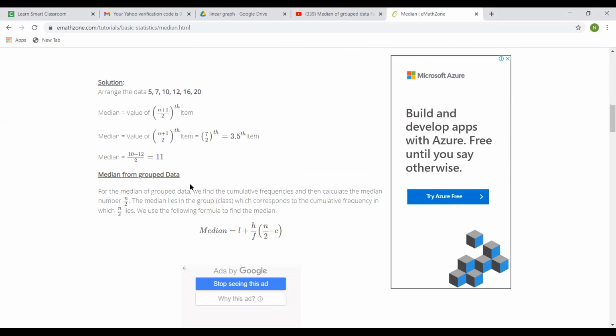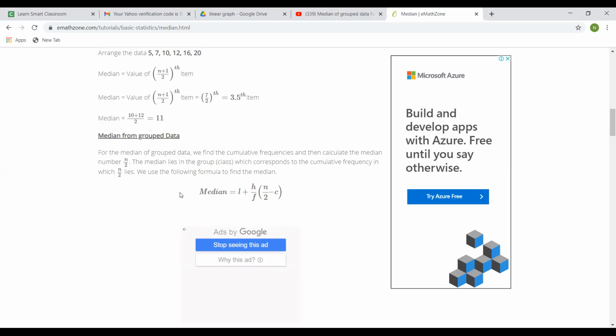Now, in this session, we are going to learn the median for grouped data. How can we calculate the median for grouped data? First, we have to find the cumulative frequency. Grouped data means the data is arranged in proper classes. Random data has to be arranged into proper classes, and then we find the cumulative frequency for the median group. The grouped data can be continuous or non-continuous.